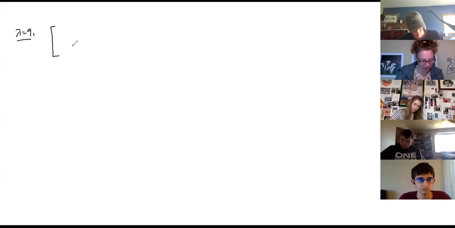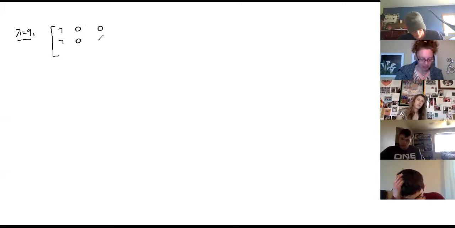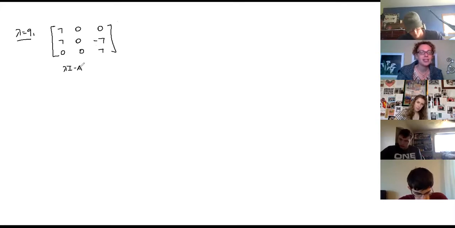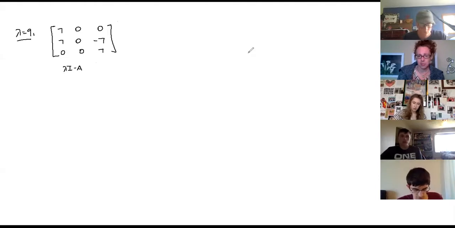I am going to get 7, 0, 0, 7, 0, negative 7, 0, 0, 7. That's plugging into lambda I minus A. We're seeing where that comes from. Nod at me. Give me a thumbs up. Tell me we're seeing where that comes from.